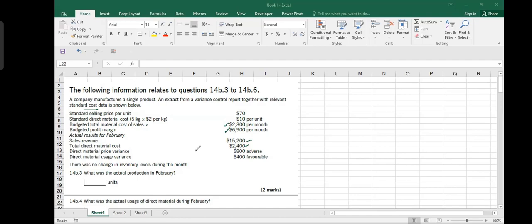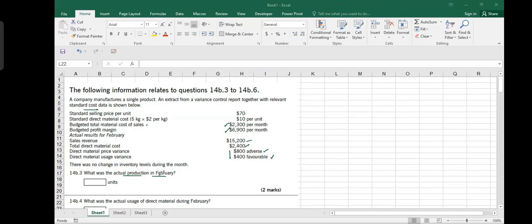Direct material price variance 800 adverse. Material usage variance 400 favorable. So total material variance is 400 adverse. You can make them together. There was no change in inventory levels during the month. What was the actual production in February?